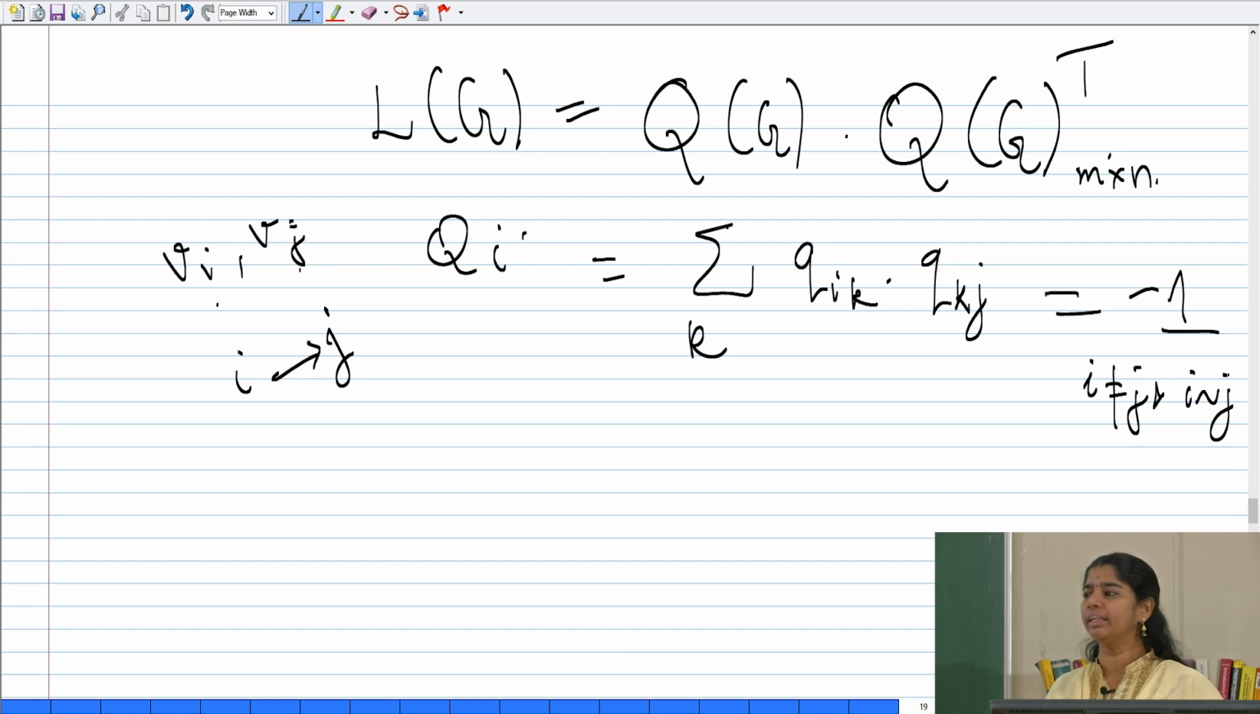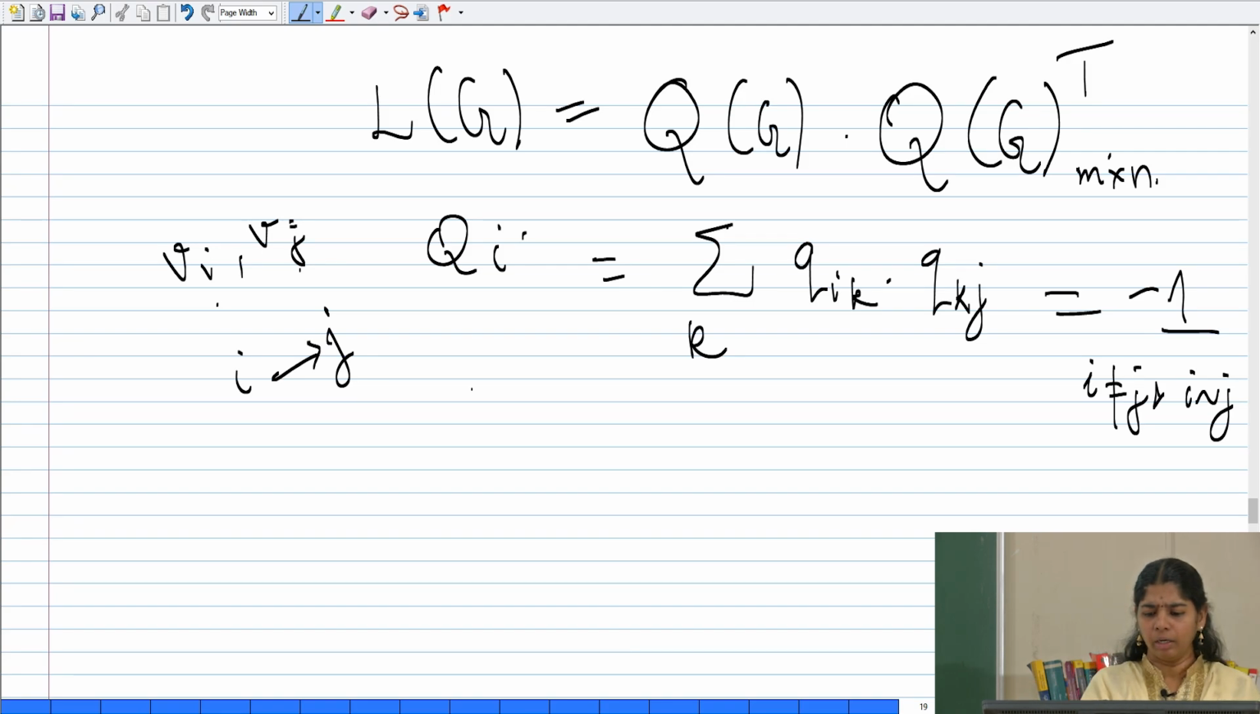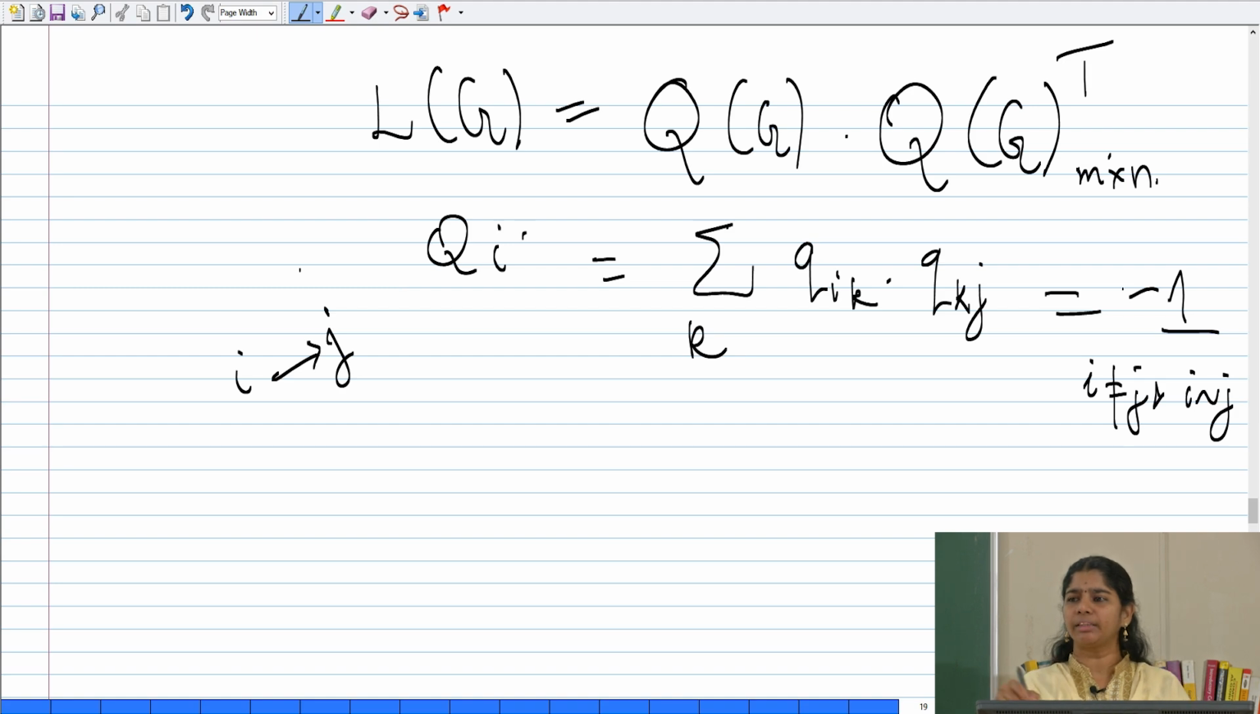What about the diagonal entries, when i is equal to j? That means you are taking the ith row and multiplying it with the ith column, which would be vertex i's column itself, right. You look at the same row and same column, you are multiplying, it is like taking an inner product. So, you will be adding all those places wherever you had a 1 appearing, so it would add up to the degree of that vertex. Therefore, we can immediately conclude that L of G is going to be nothing but Q of G into Q of G transpose. Okay.